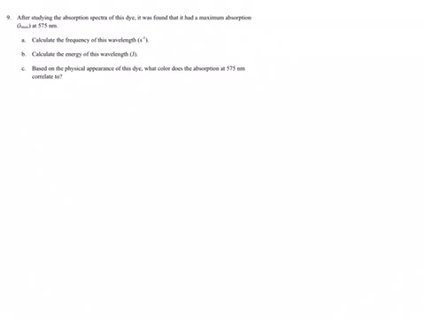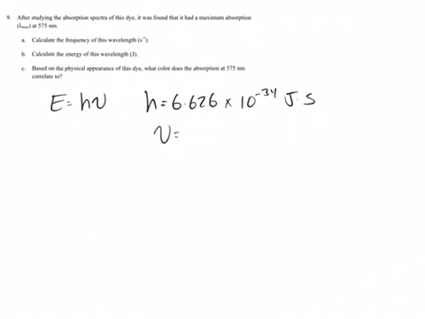The formula for the energy of a photon is E equals h nu. H is Planck's constant and nu is frequency. Planck's constant, or h, is 6.626 times 10 to the negative 34 joules times seconds. Frequency, or nu, is defined as inverse seconds, so the seconds cancel out to give us an energy in joules.